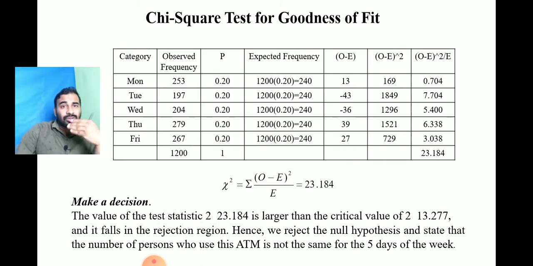Then we have to find the expected frequencies. It is nothing but n times p, where n means the total number of observed frequencies, which is 1200. 1200 times 0.20 is 240, 240, 240, 240 and 240. These are called expected frequencies. That means in the first day, Monday, we observed 253, but we expected only 240.